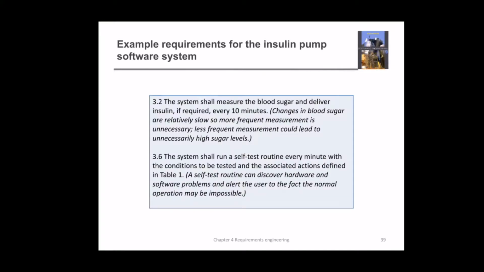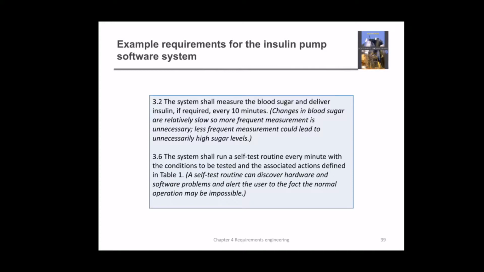This is an example of requirement specification, right? The system shall, here we have used the term shall, that is mandatory, shall measure the blood sugar and deliver insulin if required every 10 minutes. Every 10 minutes, the insulin pump system has to check what the blood sugar level is. If the sugar level is more, then insulin has to be injected. So that is the statement written over here.